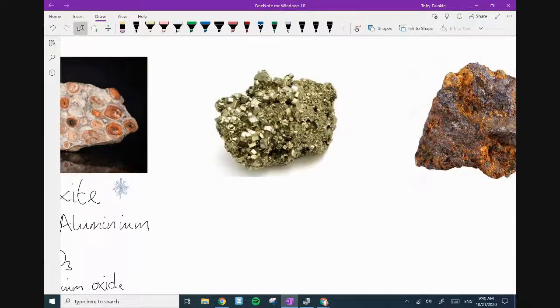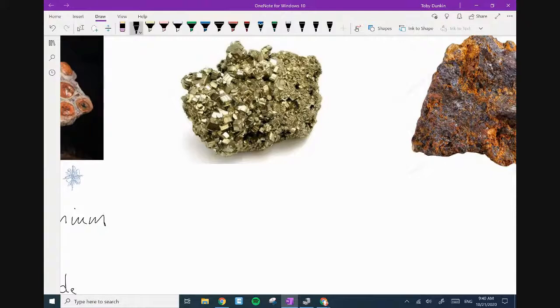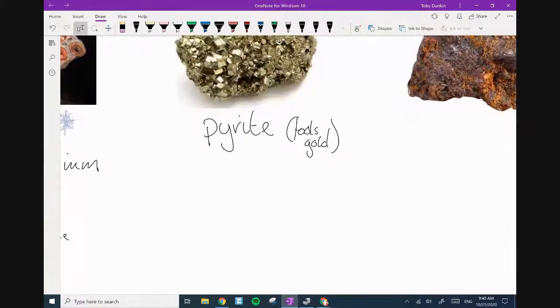Fool's gold. Well done, Ian. It is indeed fool's gold. So this rock here is called pyrite. The proper name for fool's gold, its common name is fool's gold. Otherwise known as pyrite. And this one, you do also need to know, this is an ore. This is an ore for iron, amazingly.